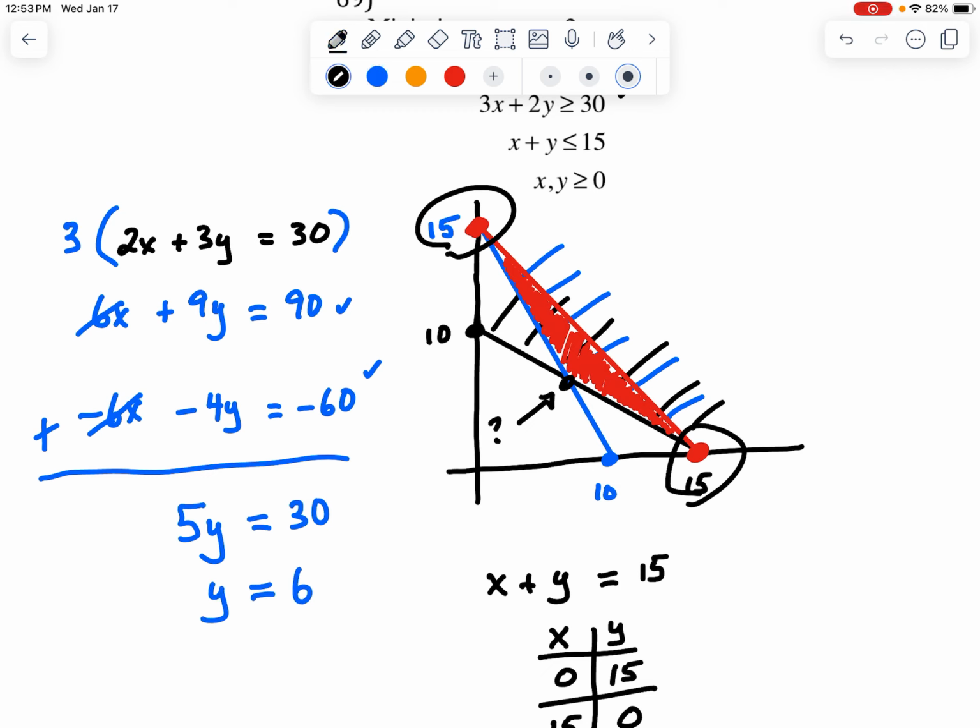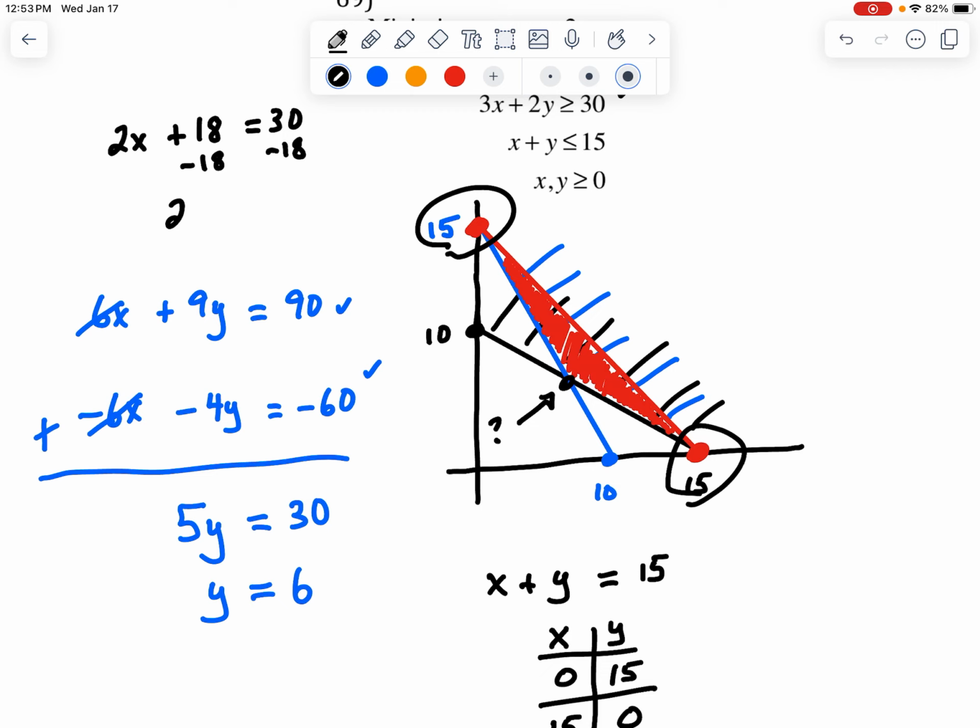And then once I have y equals 6, I can go ahead and plug that 6 in for this y right here. So it would say 2x plus 18 equals 30. And then solve for x. So if you subtract 18 from both sides, that's going to say 2x equals 12. 30 minus 18 would be 12. And then divide by 2, and x is equal to 6. Oh, that turned out nice. A 6 and a 6.